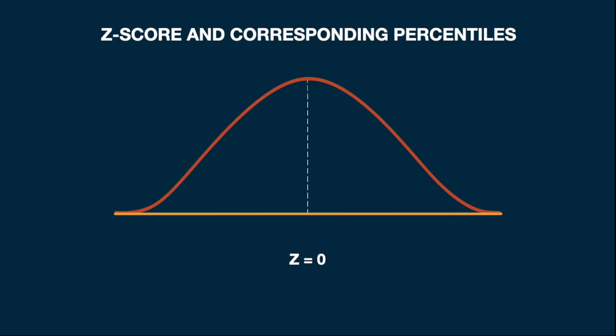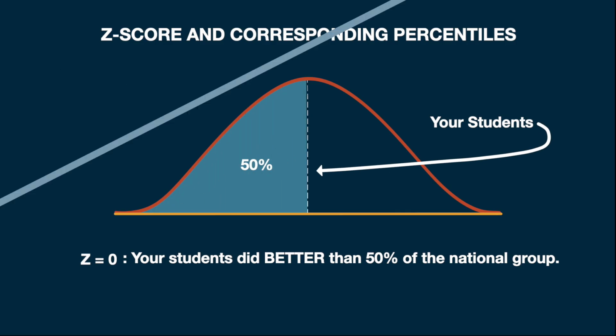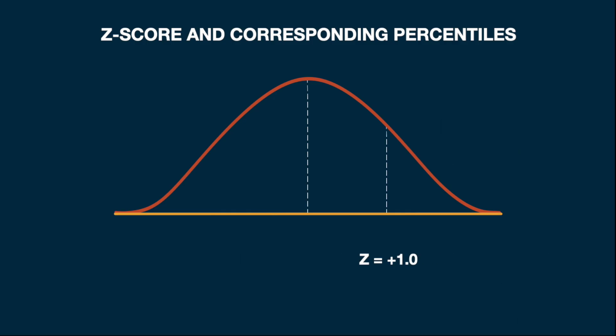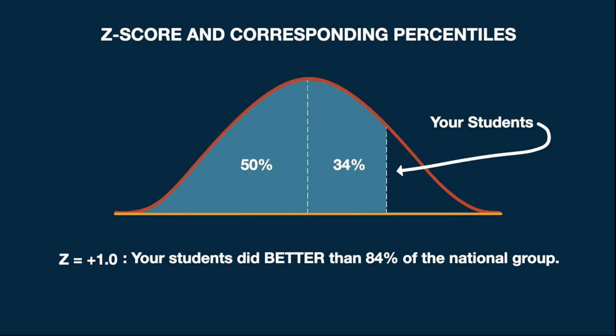Z equals 0, the mean of the distribution corresponding to the 50th percentile. In other words, your students did better than 50% of the test takers in the national group. Z equals plus 1.0. This is 34% above the mean. In other words, your students did better than 84% of the test takers in the national group.